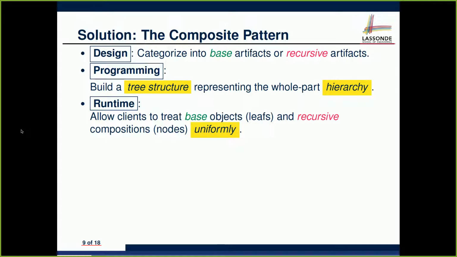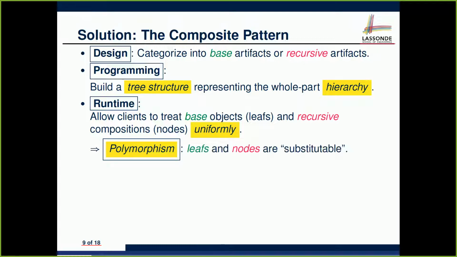So at runtime, you want to allow the clients to treat base objects and recursive compositions uniformly. So what do I really mean by that? Okay, before I get to the example, let's review what we did last time. We can talk about polymorphism, and also dynamic binding, right? You can review the recording from last time.